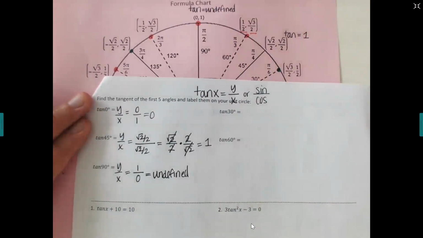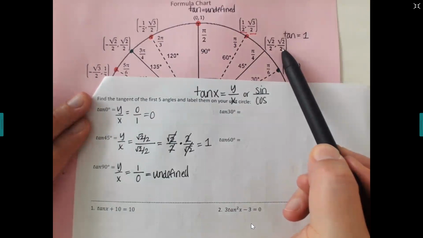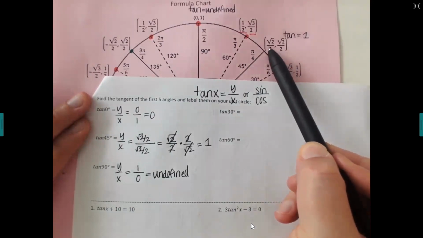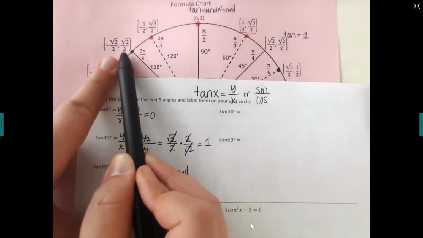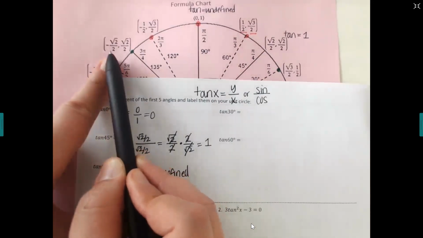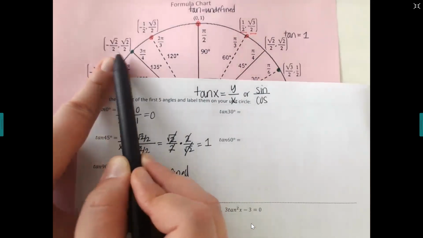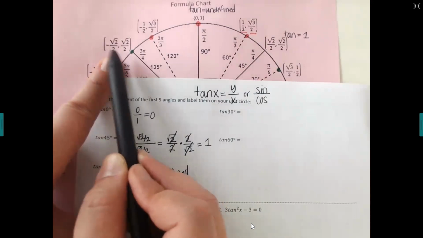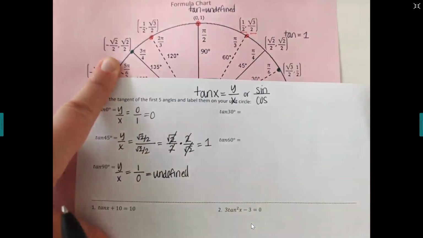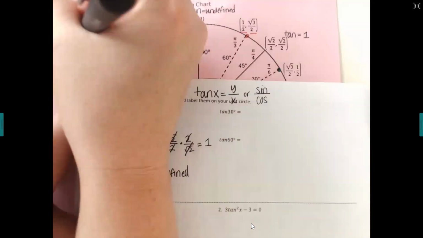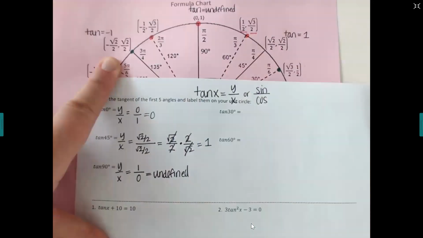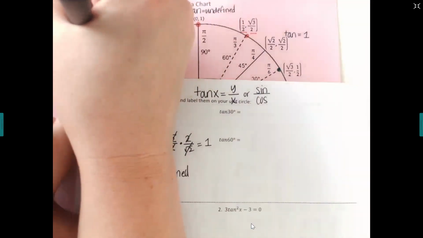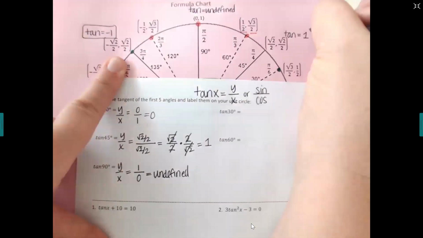Now, quick question. If √2/2 divided by √2/2 is 1, what is gonna change if I change it to √2/2 divided by -√2/2? Almost the exact same point, but now one of them is negative. What are they gonna divide to? Negative. So at 135 degrees, I want you to put that tan comes out to -1.